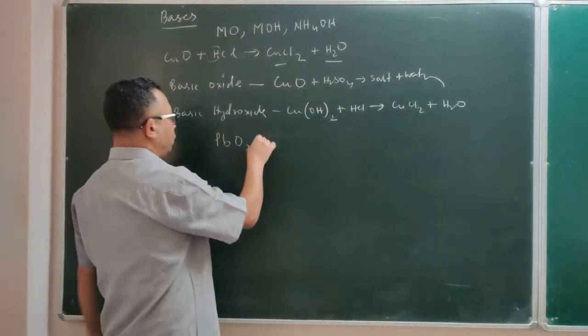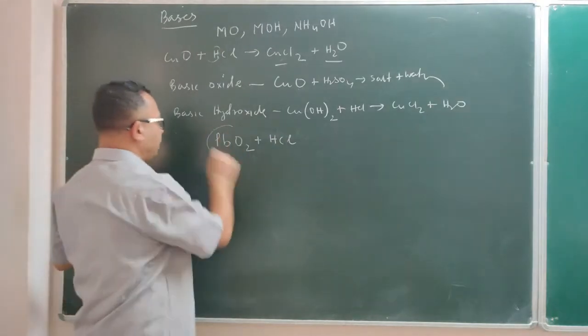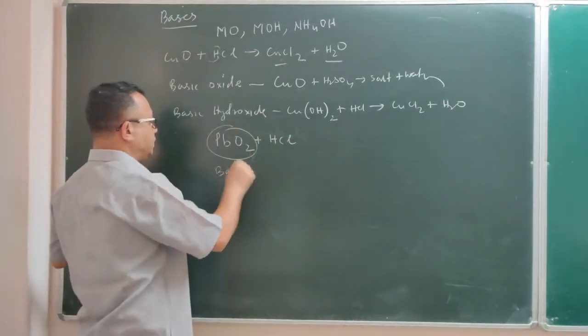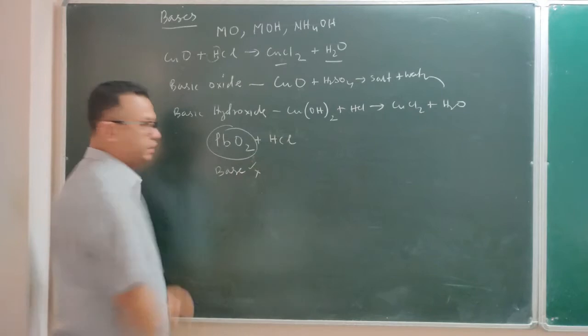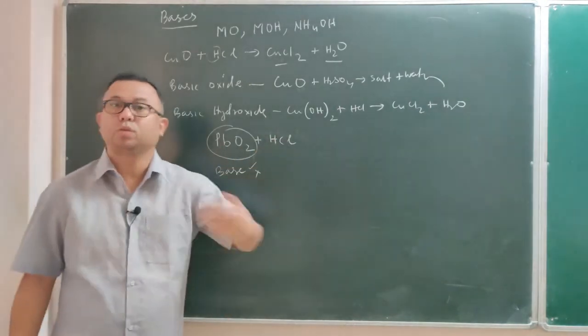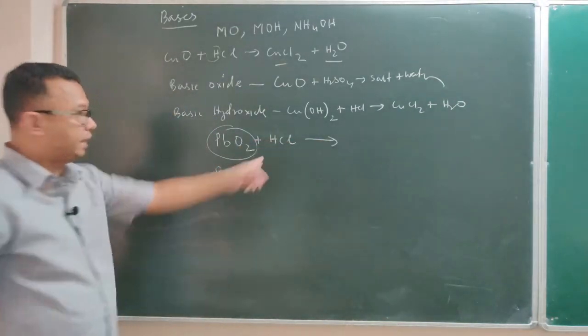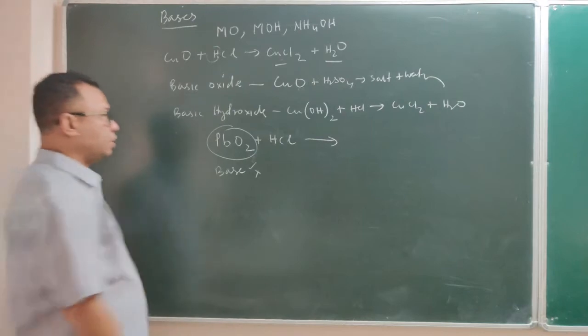This lead 4 oxide, when you are reacting with an acid, is this really a base? Now we are going to discuss whether this is a base or not. Is it a base or is it not a base? If this is a base, then it must react with acid to give you salt and water. Let's see then. When lead 4 oxide is reacting with HCl, then it produces a salt.